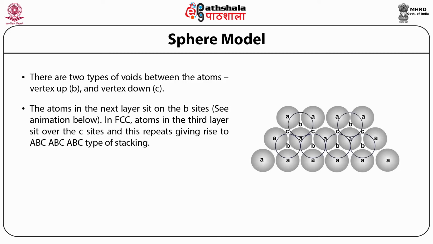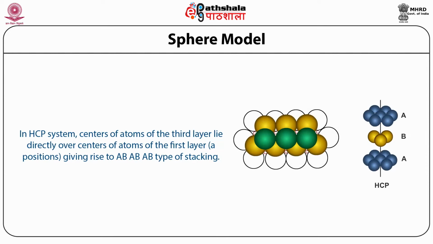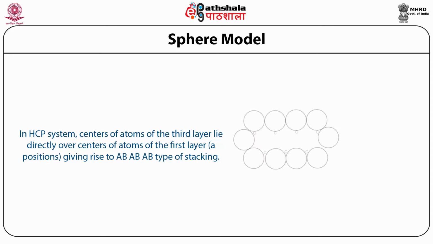In HCP, it is a repetition of AB, AB, AB type. In the HCP system, meaning the hexagonal close packed system, the centers of the atoms of the third layer lie directly over the centers of the first layer, giving rise to AB, AB, AB type of stacking, as shown in the diagram here.